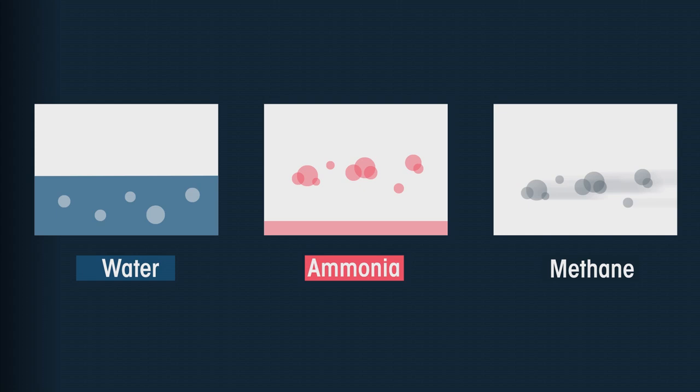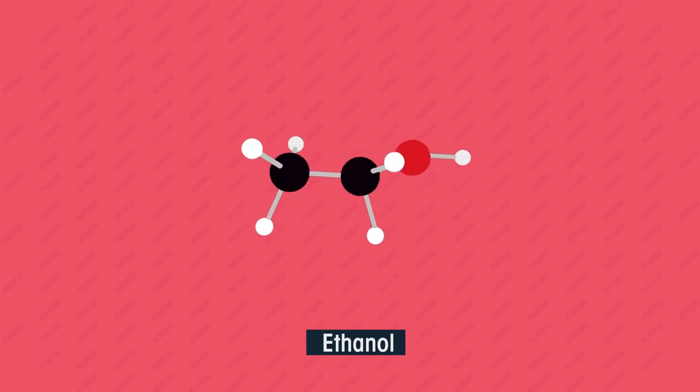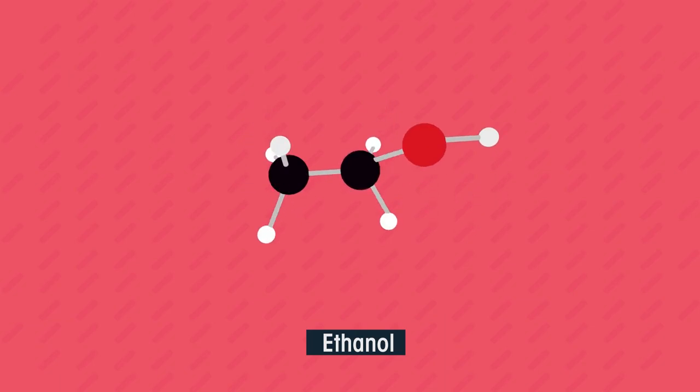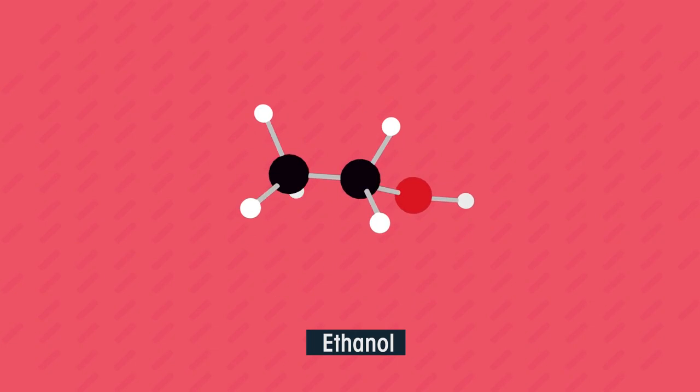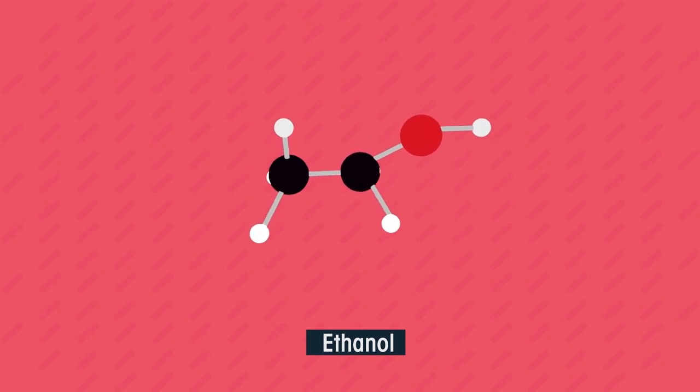Now let's look at something a little harder. Ethanol. This contains carbon and oxygen bonding. How would you draw the 2 kinds of dot and cross diagrams of ethanol? Pause the video whilst you figure it out. Ready for the answer? Dot and cross diagrams of ethanol would look like this.